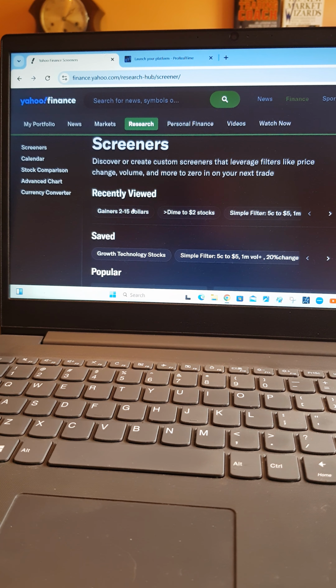Okay, so I have already set up some screeners from years ago. My favorite probably price range was between $2 and $15 gainers, and then I have a few other ones, dime, so it's like 10 cent to $2. It's just to capture just everything really, and I didn't want to miss anything. Simple filter here was 5 cent to $5, so that was just another one covering the lower priced ones as well.